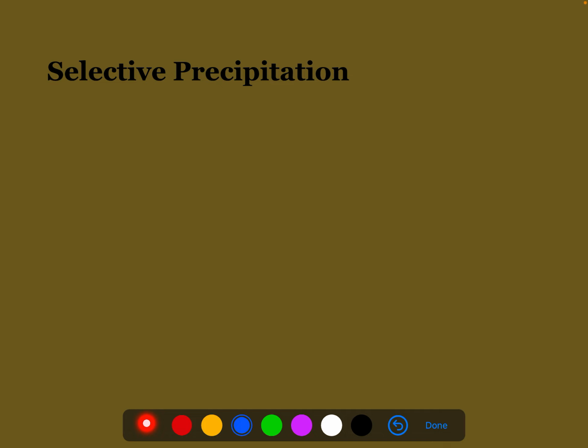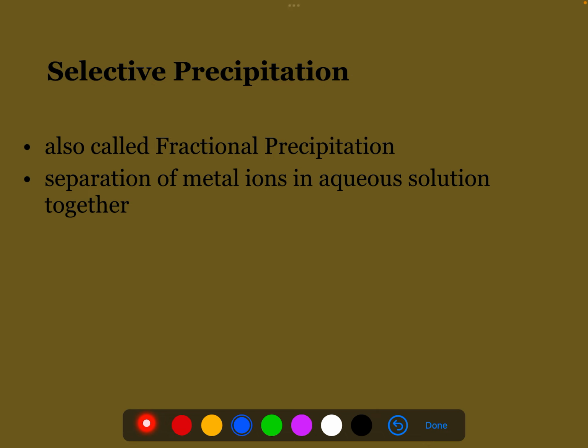So knowing that salts do have different degrees of solubility, that is going to lead us into selective precipitation. And like I said, this might also be called fractional precipitation, where if we had a mixture with different ions, we could precipitate some of the ions and leave the others in solution, is what we're going to be looking at. So this is typically used whenever we have a separation of metal ions in aqueous solution together. We would find an anion that will precipitate with one or both of those metals, and we would have to figure out what amount would allow one metal to precipitate while the other one would remain in solution.